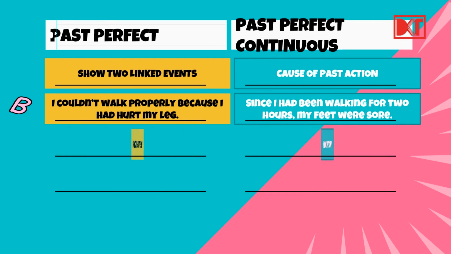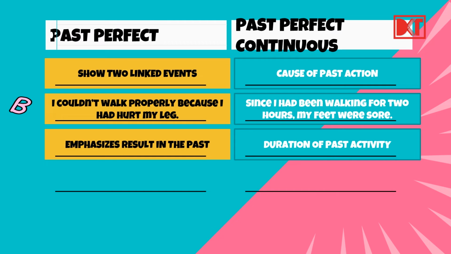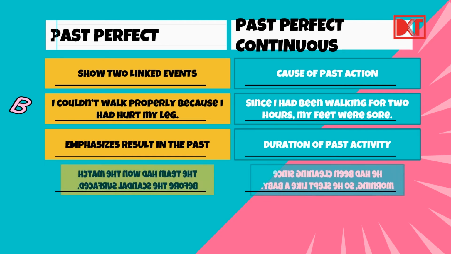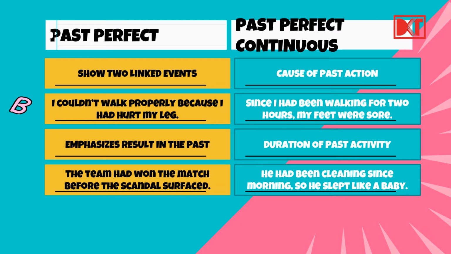Alright, here we have a few more uses of past perfect and past perfect continuous to tell you the differences. What past perfect does is, it shows you two linked events. Like, I couldn't walk properly because I had hurt my leg. So it is linking these two events, and also which action happened first? Which action happened first here? I had hurt my leg. So this one is conjugated in past perfect.